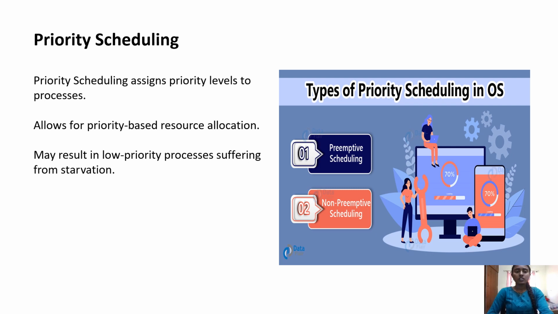Priority scheduling. Priority scheduling assigns priority levels to processes, and it allows for priority based resource allocation, but may result in low priority processes suffering from starvation. There are two types in priority scheduling, which are preemptive scheduling and non-preemptive scheduling.